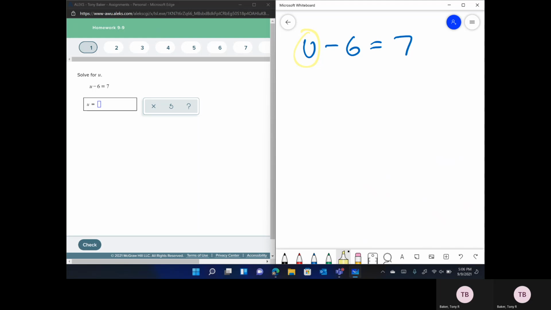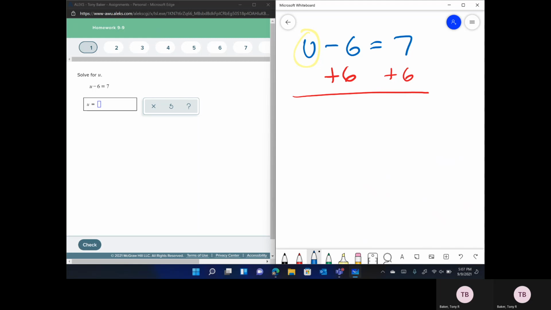All right. So u minus 6 equals 7. I'm going to get u by itself. So what do I need to get rid of? I need to get rid of that negative 6. So what is the inverse of negative 6? Positive 6. So I'm going to add 6. Now, an equation is like a balance. Whatever I do to one side, I have to do to the other. So if I added 6 here, I have to add 6 there.